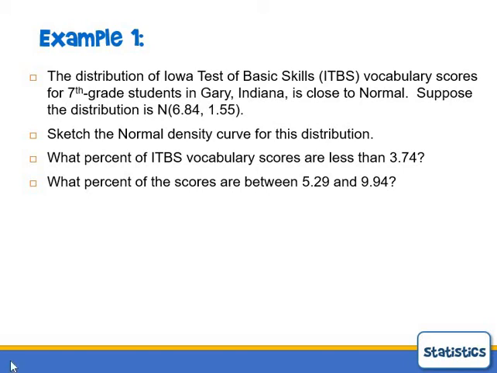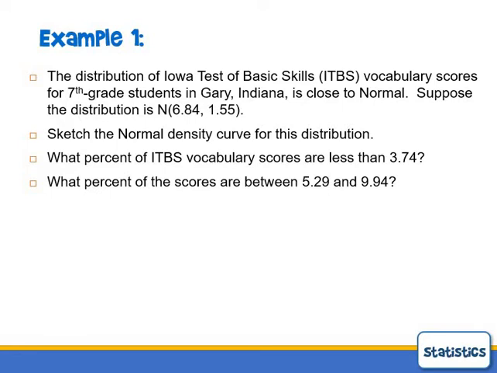So let's look at an example of applying the 68, 95, 99.7 rule, how we can find answers to some of these questions about where certain percents or proportions of the students fall, without having to use technology, just using the rule and counting by standard deviations and the areas that go along with that.